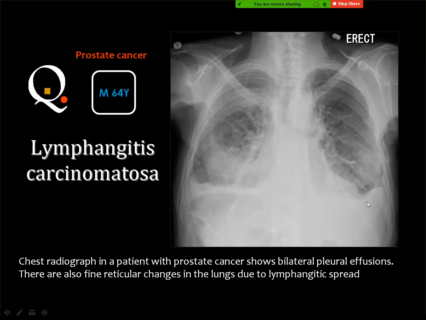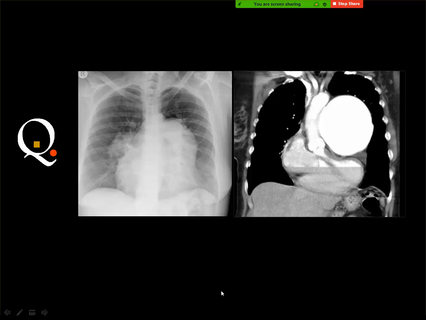Of course, it can be associated with pleural effusion, can be associated with metastatic lymphadenopathy, and also can be associated with pneumonic consolidations.